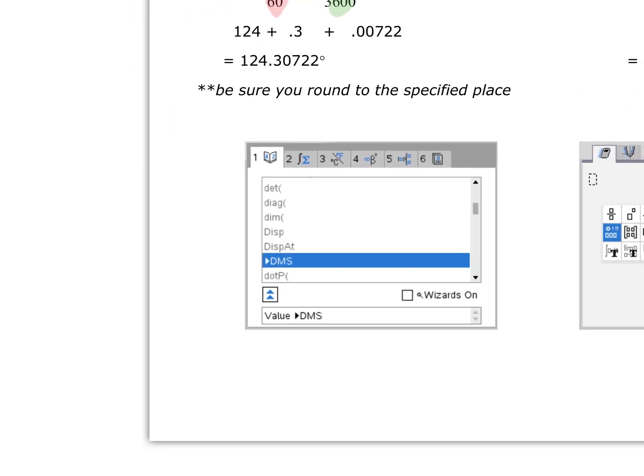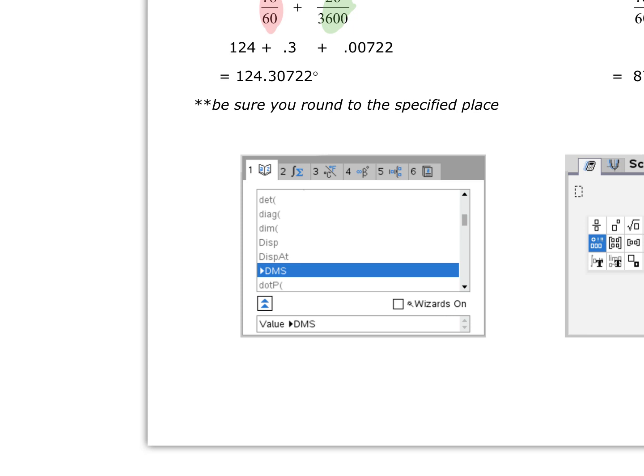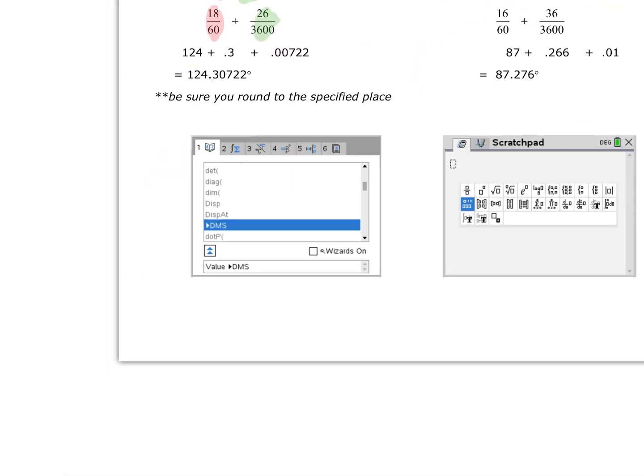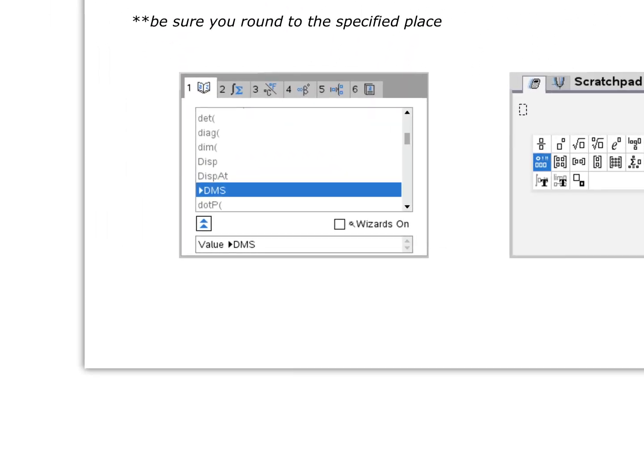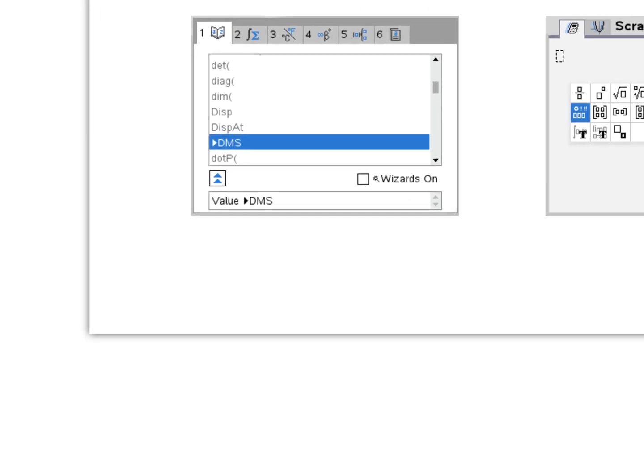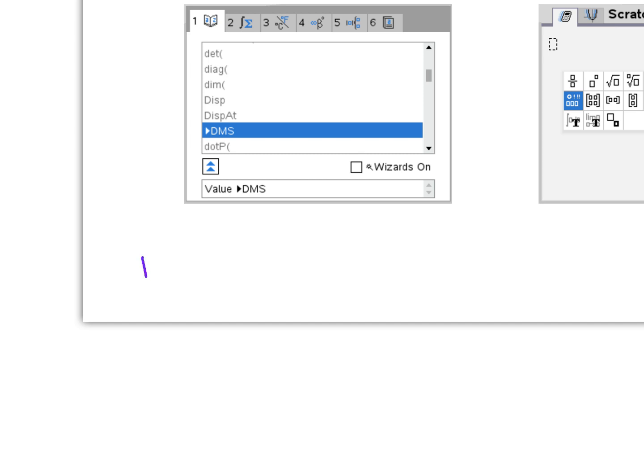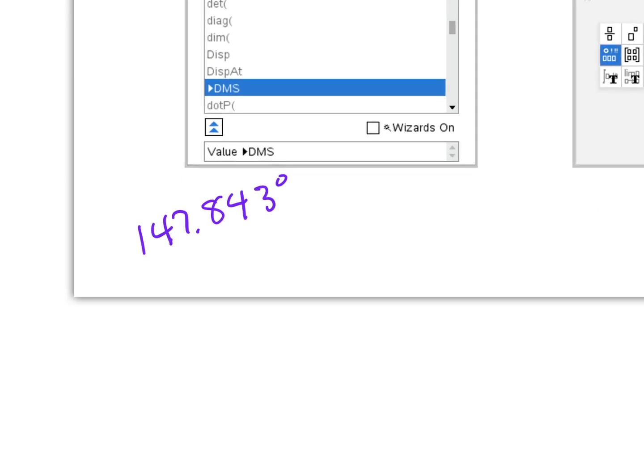Yes, I do want you to see how you can do this on your graphing calculator if you have it, because a lot of times you will. You might have to do this occasionally by hand, but more often than not, you're going to have your graphing calculator. So if you have, I'm just making this up, 147.843 degrees, get to DMS. First thing is to check to make sure that your calculator is in degrees. Okay, 50 minutes, 34.8 seconds.